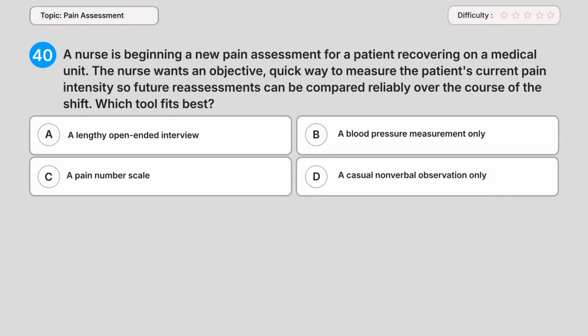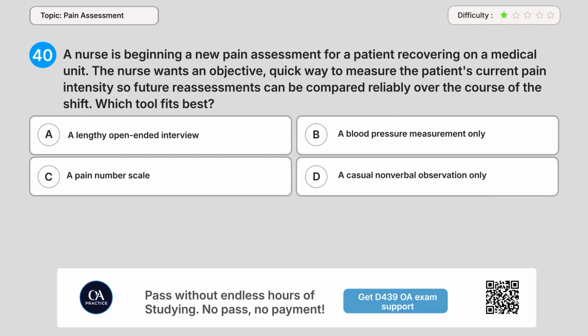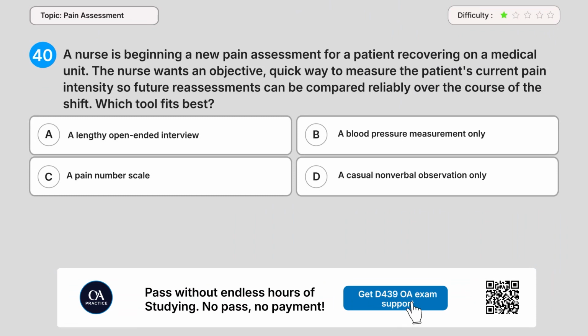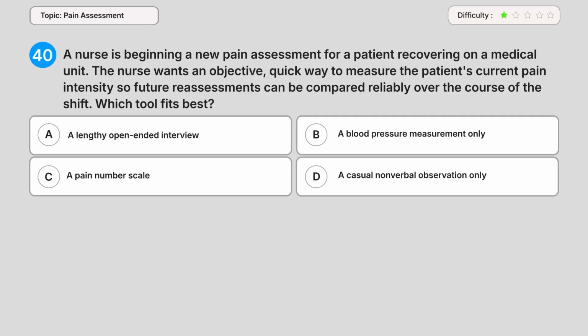Question 40. A nurse is beginning a new pain assessment for a patient recovering on a medical unit. The nurse wants an objective, quick way to measure the patient's current pain intensity so future reassessments can be compared reliably over the course of the shift. Which tool fits best? A.